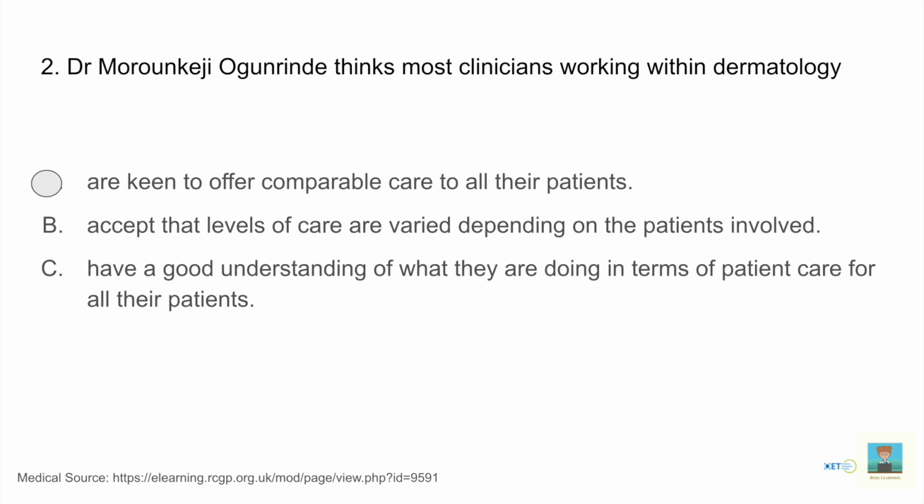Number two, it's A, and this is mentioned at the very start. They really want to offer great care to all their patients. Of course, it's what doctors always do, I know. It's what all clinicians want to do. You want to be able to offer great care to your patients. They're keen to make sure that everyone is given the same kind of care, no matter their background. So that's the correct answer here. It's not that they accept that care is different depending on the patients, and they don't really have a good understanding because some of the options are unknown to them.